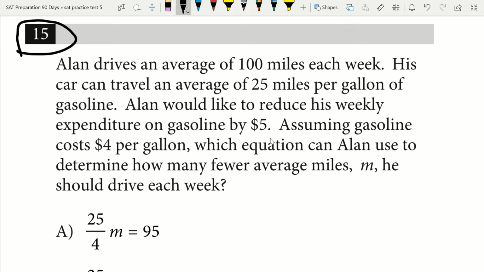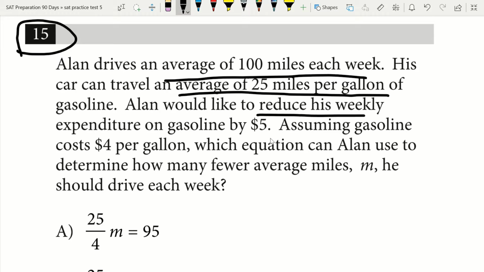So the question says, Alan drives an average of 100 miles each week. His car can travel at an average of 25 miles per gallon of gasoline. Alan would like to reduce his weekly expenditure on gasoline by $5. Assume gasoline costs $4 per gallon. Which equation can Alan use to determine how many fewer average miles M he should drive each week?